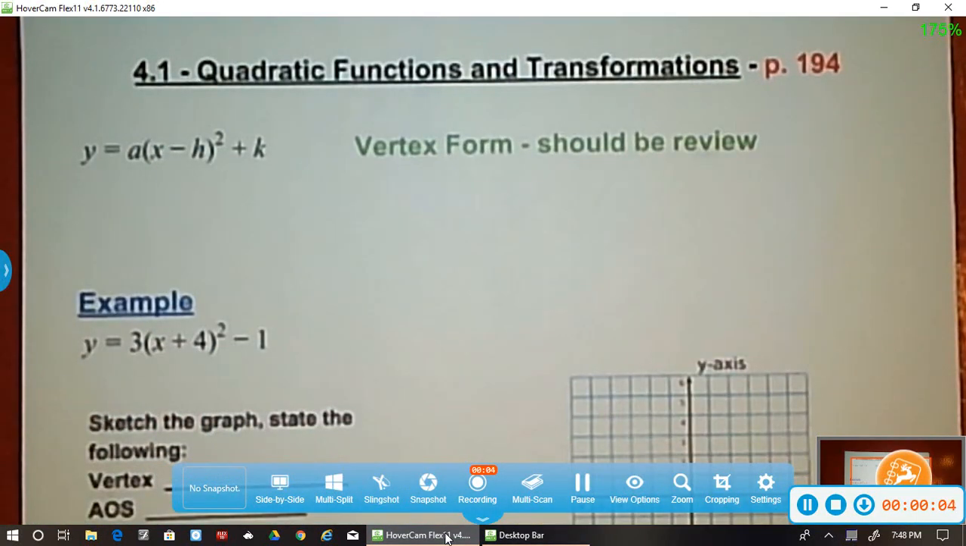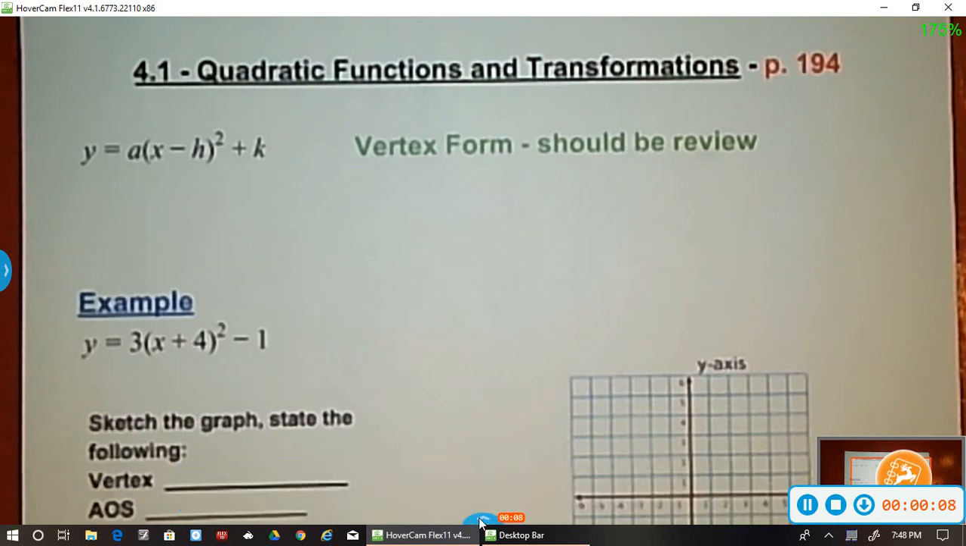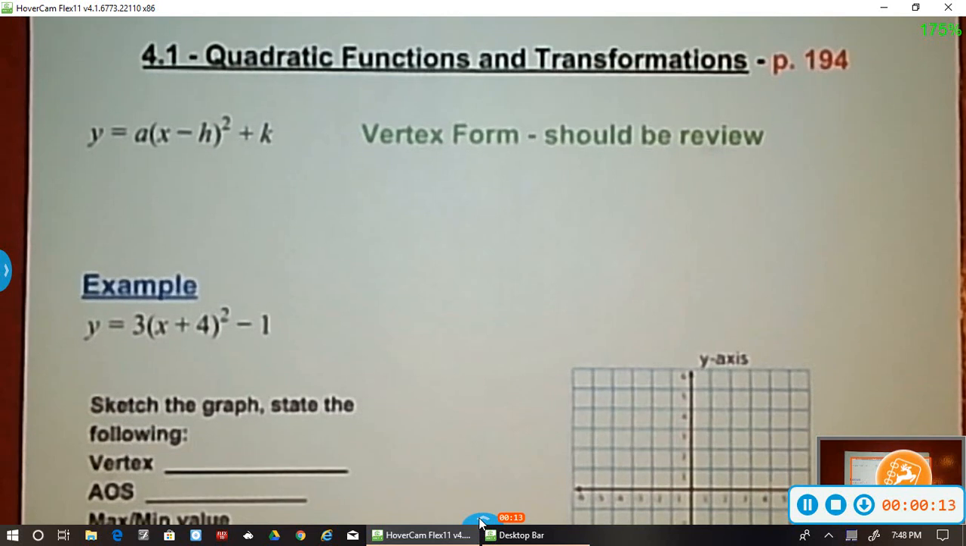Alright guys, today we're going to start on section 4.1. Part of this is review with a little bit of new stuff added to it. Let me see if I can get this to focus just a little bit better here.